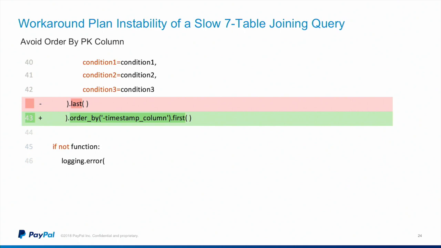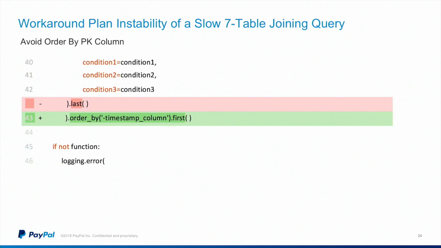The runtime of the query is in milliseconds when it's using the proper index on the timestamp column, which is part of the where clause. But it can take up to 180 seconds when it's using the primary key index to scan millions of rows, which causes the application to time out.